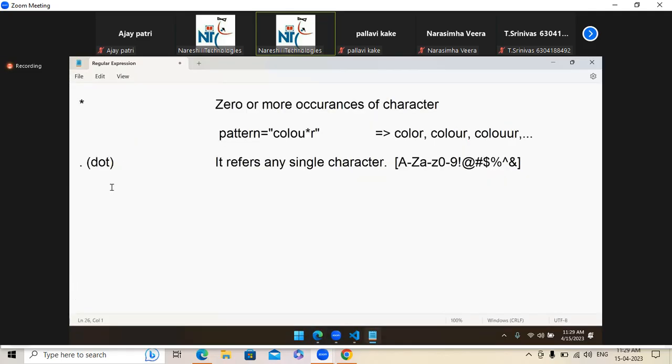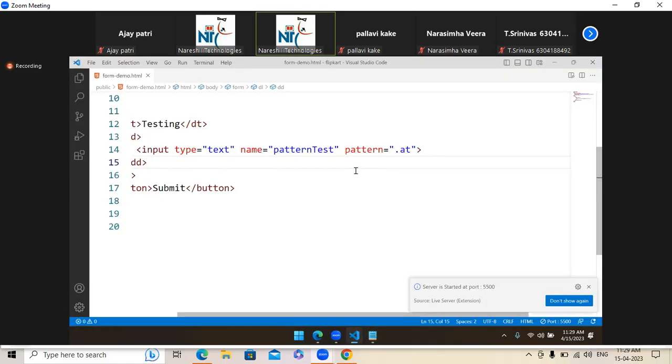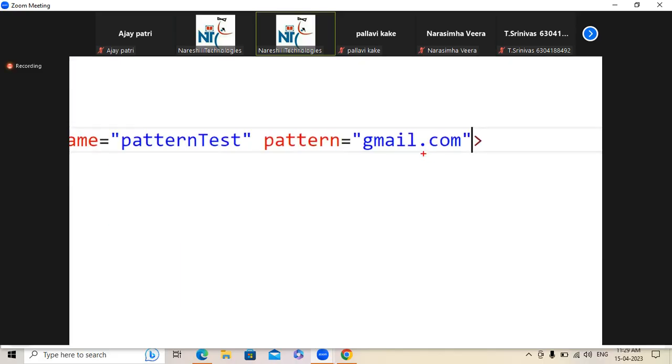Then we have some problems now. The problem is, suppose we are writing the pattern gmail.com. Now here we have a problem. What does this dot mean? Single character. That means now Gmail, any character, .com, any character com. That means here it is not just only dot.